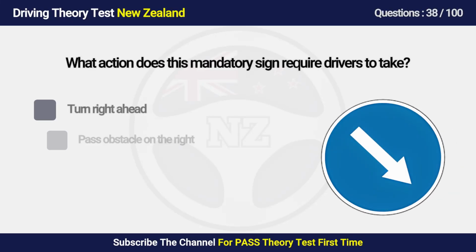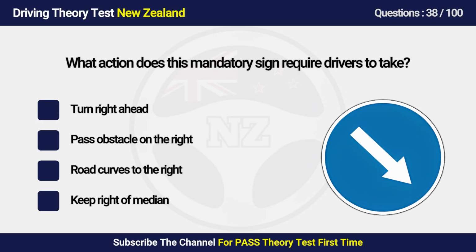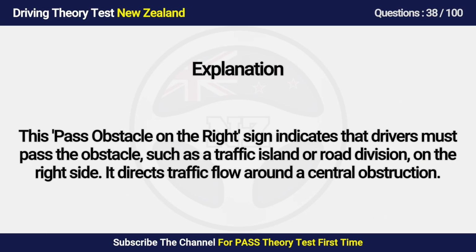Question 38. What action does this mandatory sign require drivers to take? A. Turn right ahead. B. Pass obstacle on the right. C. Road curves to the right. D. Keep right of median. Answer is B. Pass obstacle on the right. This sign indicates that drivers must pass the obstacle, such as a traffic island or road division, on the right side. It directs traffic flow around a central obstruction.